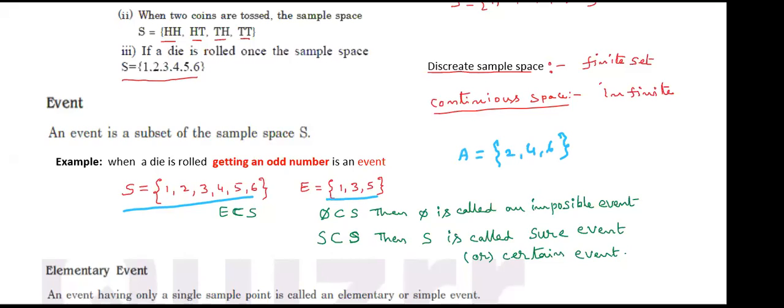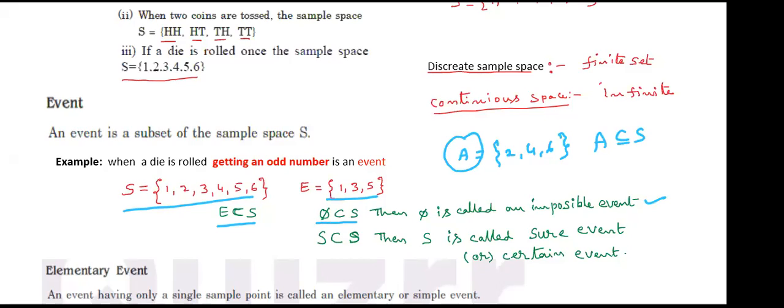These are the possibilities when a die is rolled. So here A is the event. Once again, the definition: an event is a subset of the sample space. Here, A is a subset of S. Now, pi is a subset of S. Pi means the null set. The null set is a subset of the given set. In this case, we say that pi is an impossible event.